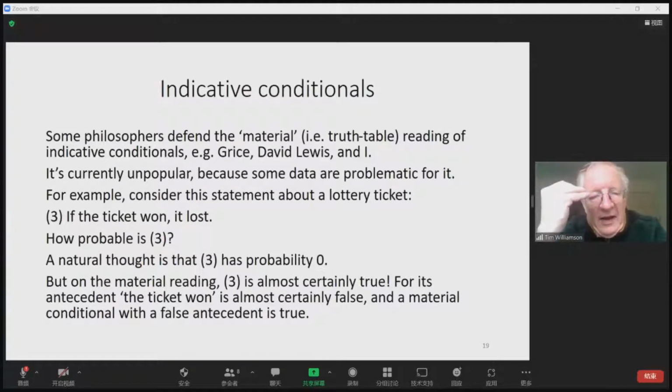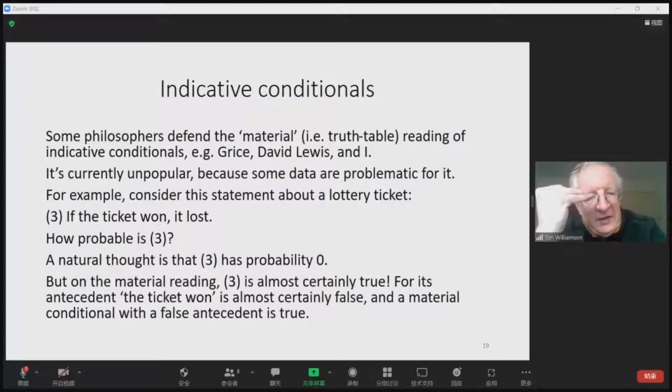But if you give it the material truth-functional reading, then 3 turns out to be almost certainly true. For it's almost certain that its antecedent, the ticket won, is false, because this is just one ticket in a lottery with maybe 1 million tickets. So it's almost certain that it did not win, and so the antecedent, the ticket won, is almost certainly false. And if a material conditional has a false antecedent, then it's true.